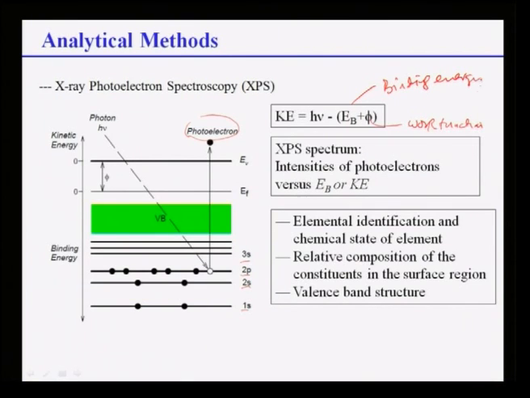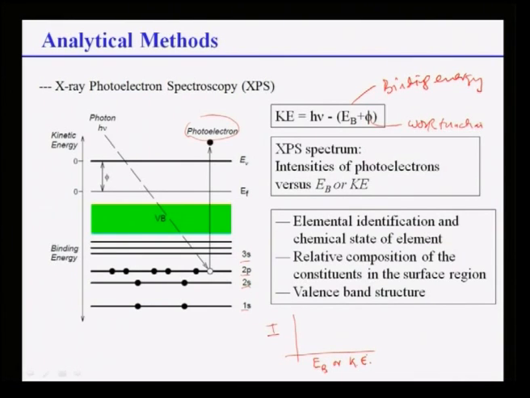That is how we denote. So that means the binding energy is the energy with which this electron is bound to the nucleus. So that means an XPS spectrum can always plot the intensity of the photoelectrons, I, versus either the binding energy, that is EB, or the kinetic energy. They are related, as you can see.